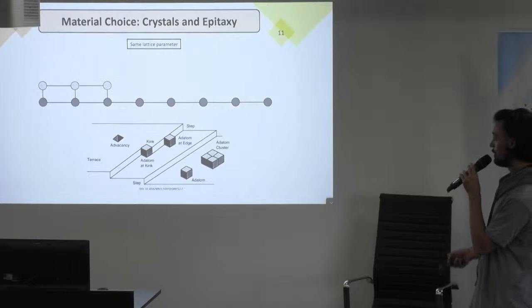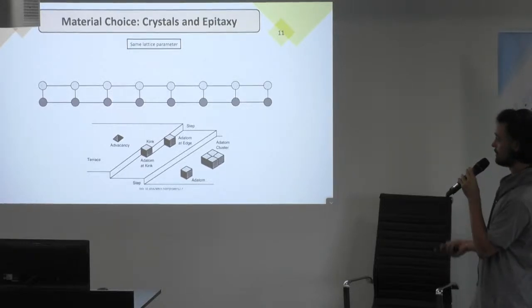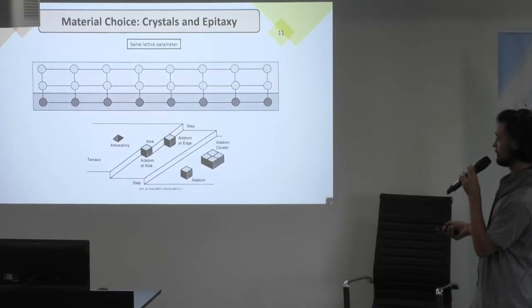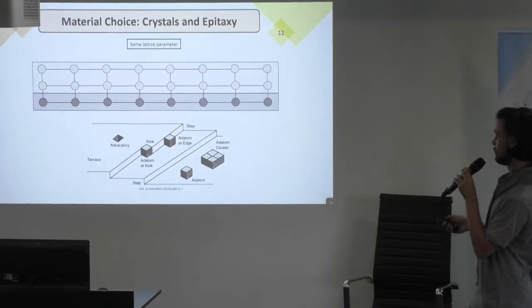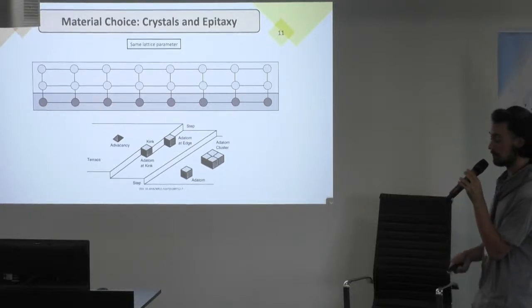The next one will come here, and here, and here, until we finish one layer. And after this, again, the next layer. With this, we have this kind of single crystal layer with no defects, because the lattice parameter of the crystal and that of the substrate are the same.